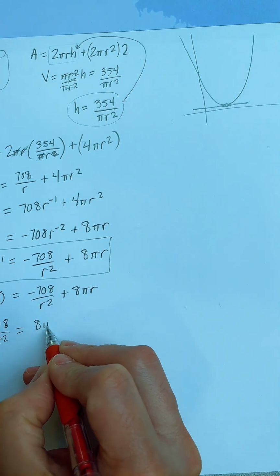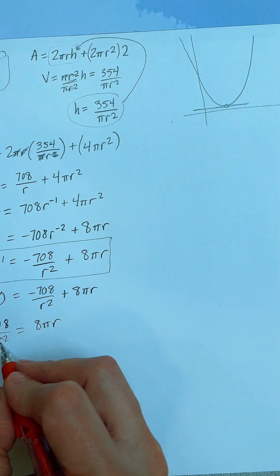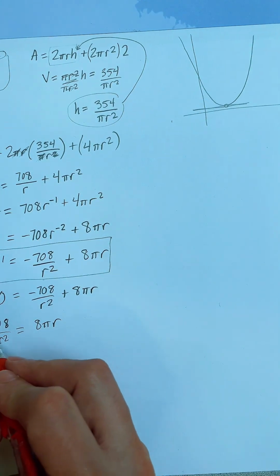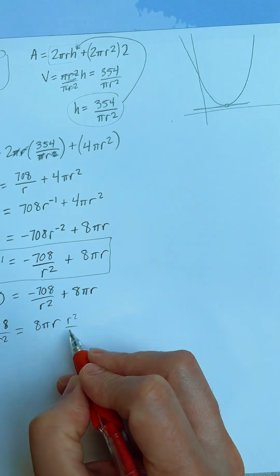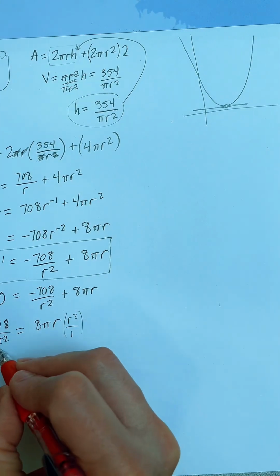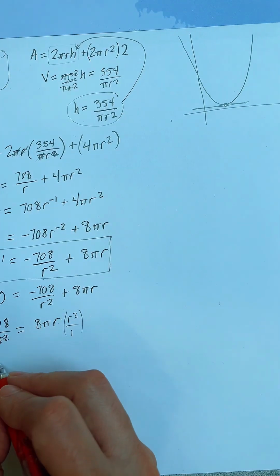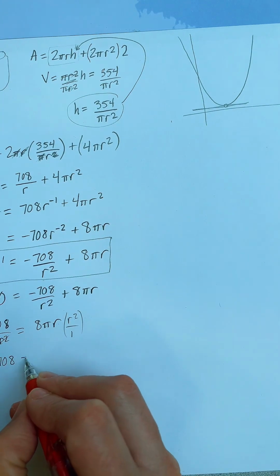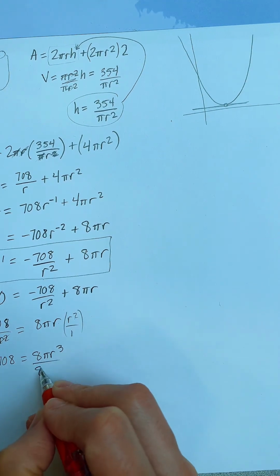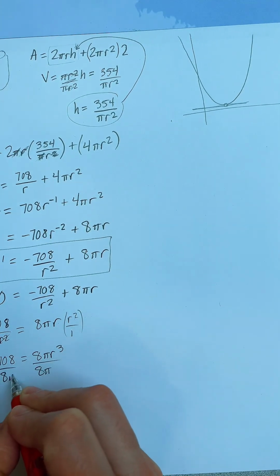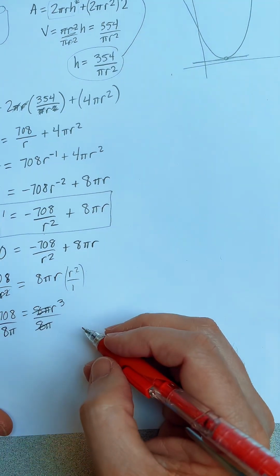Equals 8 pi r. All right, now we want to solve for r, so I'm basically going to multiply both sides by r squared over 1. That would cancel these, and then it would end up over there. So we got 708 equals 8 pi r cubed. And if we divide both sides by 8 pi, now this is gone. We're getting closer to what r is equal to.